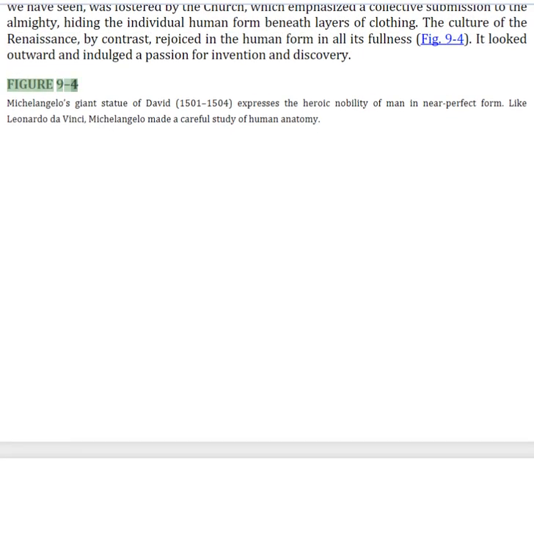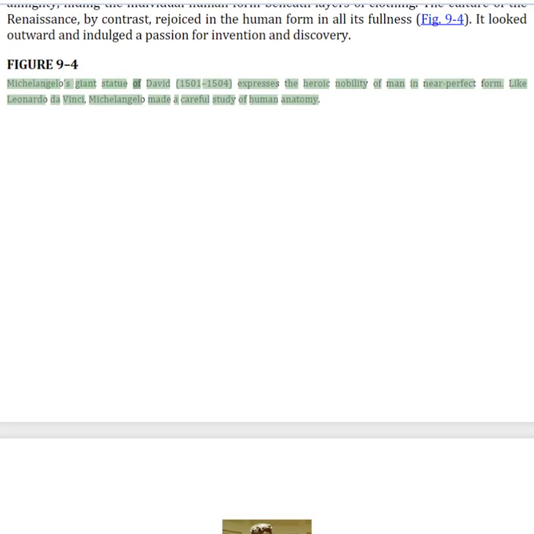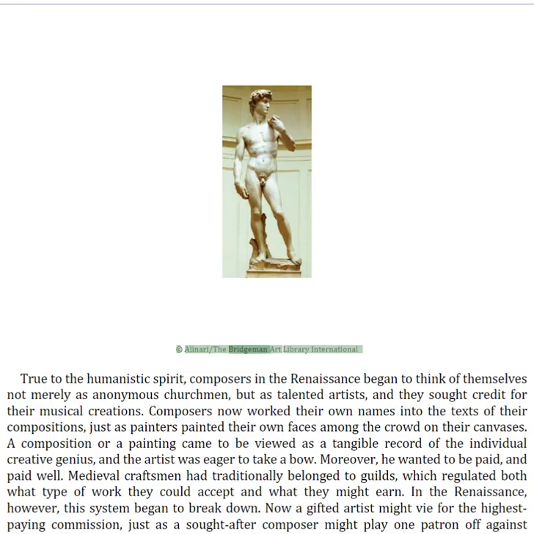Figure 9.4. Michelangelo's giant statue of David expresses the heroic nobility of man in near-perfect form. Like Leonardo da Vinci, Michelangelo made a careful study of human anatomy. Alinari, the Bridgeman Art Library International.